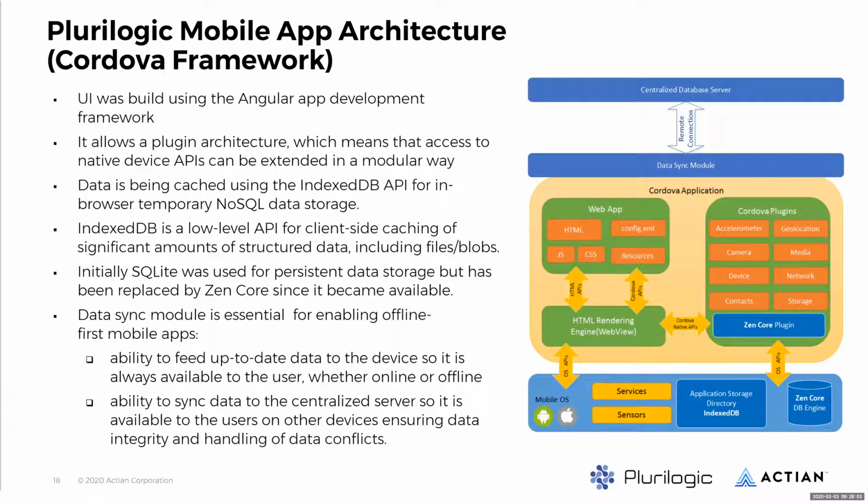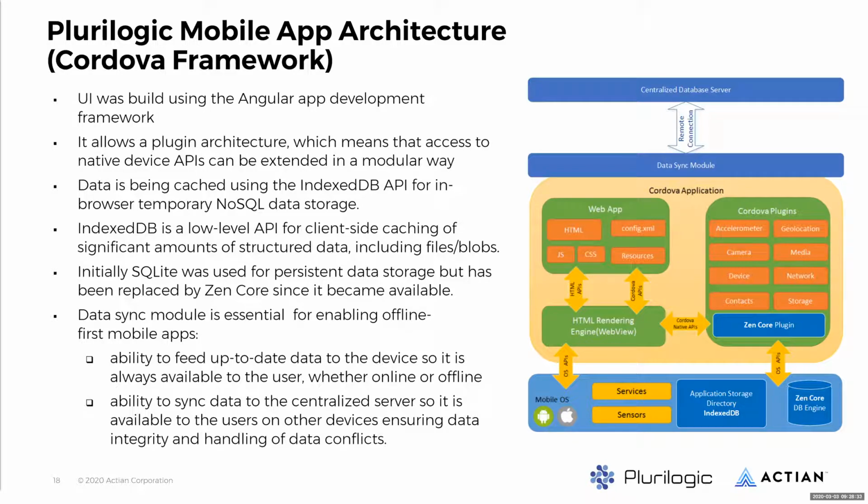Overall, we implemented a two data store system. We do use in-browser data storage using IndexedDB. IndexedDB is an API for in-browser temporary NoSQL data storage. It's also a low-level API, and it supports files and blobs. So that was our primary implementation of data store.